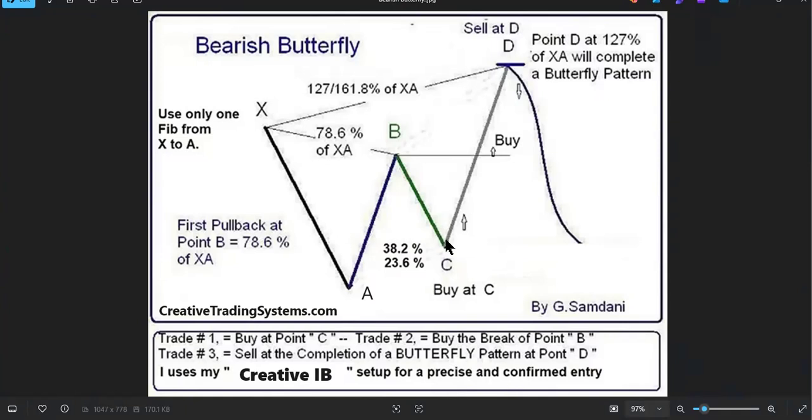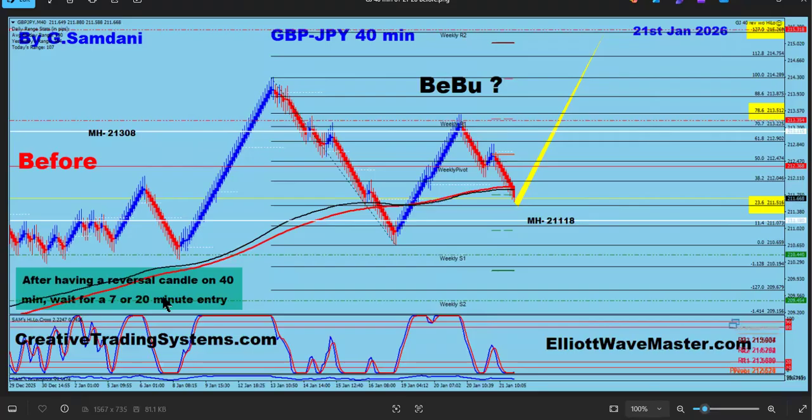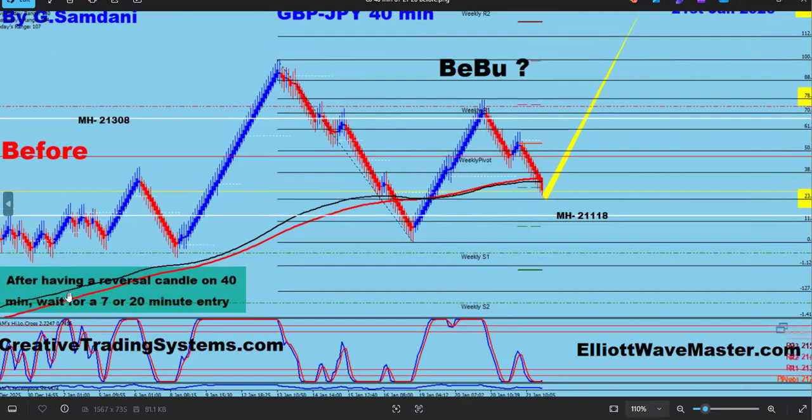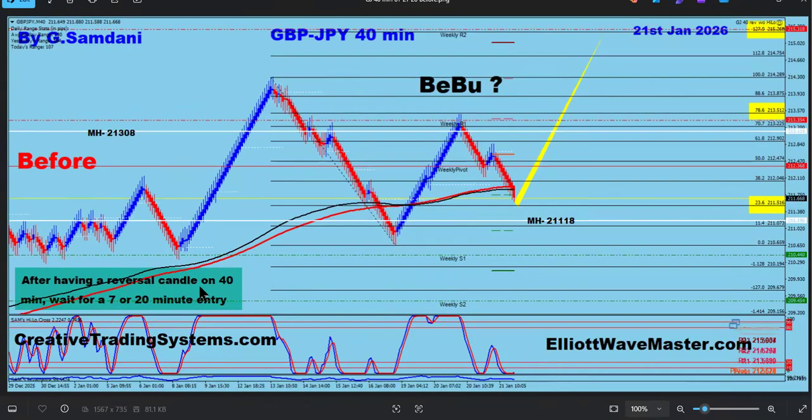So if we get a reversal candle here and it's bouncing, what are we supposed to do? Trade number one. How? It's written on my 40-minute chart. It says that after having a reversal candle on the 40, so I need a reversal candle like this one, very small body, and then a wick, closing above the previous candle, only then will I wait for my proper entry setup on the 7-minute chart.